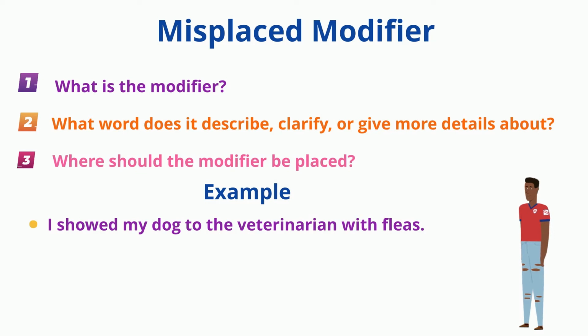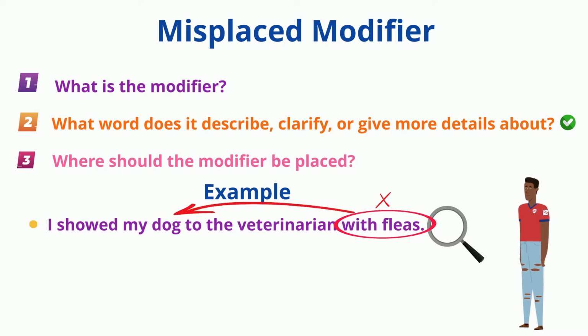I showed my dog to the veterinarian with fleas. According to step 1, we have to find the misplaced modifier. Do you see a misplaced modifier? The phrase "with fleas" is misplaced. Step 2. What word does it describe, clarify, or give more details about? "With fleas" is giving more information about the dog.